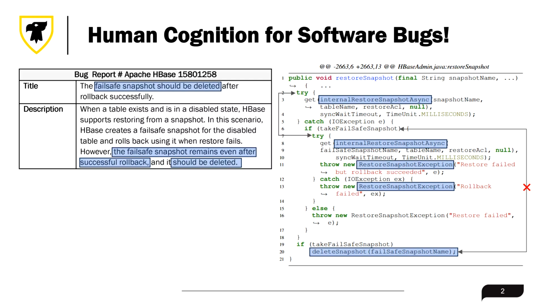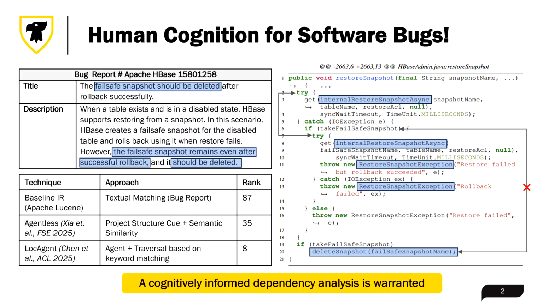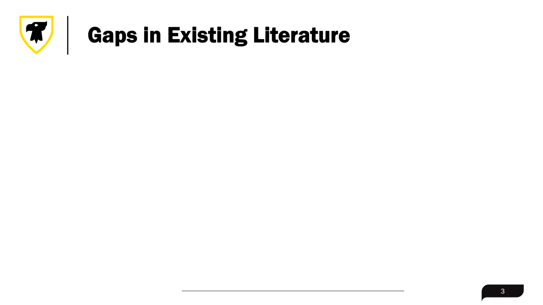We tried to localize this bug using the existing baselines, and you can see they are not doing very well. So we need some level of understanding of the code, and we also need some level of, let's say, developer-level cognitive abilities in the agents to understand and localize this bug. Besides this, we also found several other challenges in the existing techniques that we investigated.